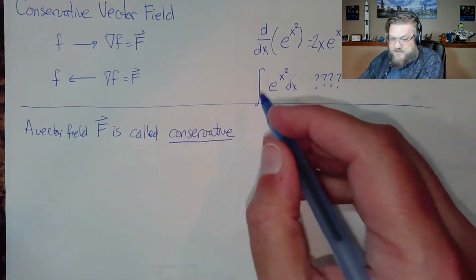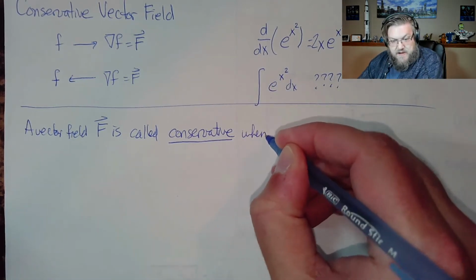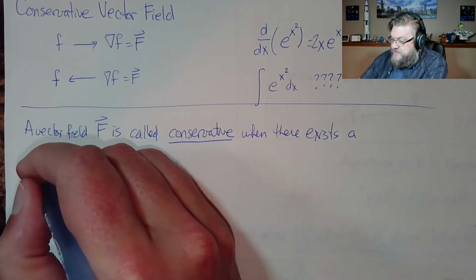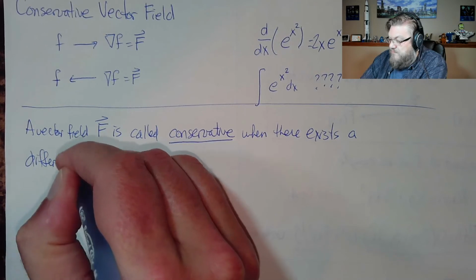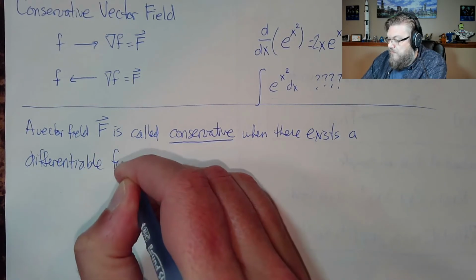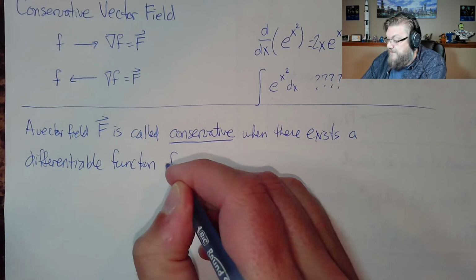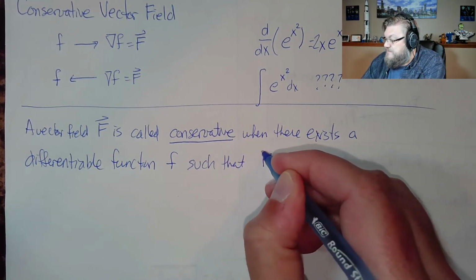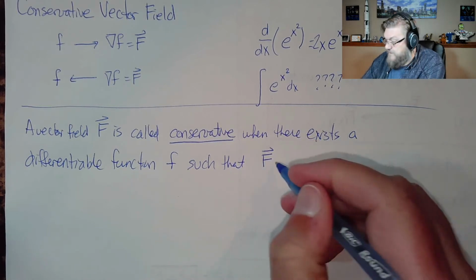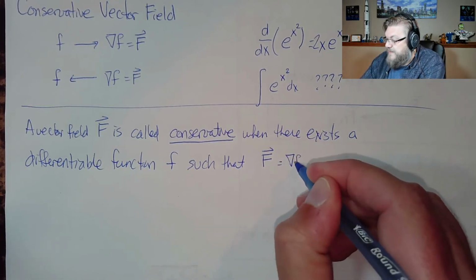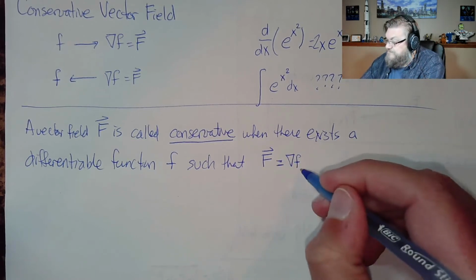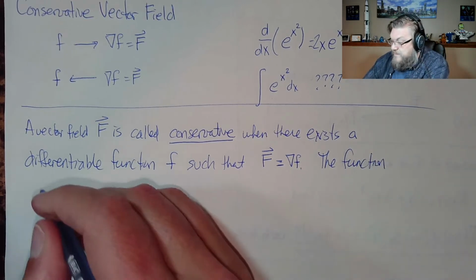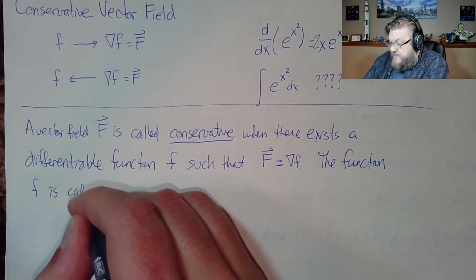So a vector field F is called conservative when there exists a differentiable function little f such that the vector field F is equal to the gradient of little f. The function little f is called the potential function.